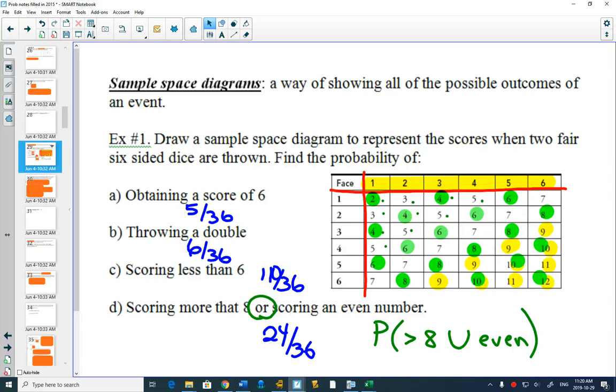But remember that or means it's in one or the other. If this question had said scoring more than 8 and scoring an even number, then my answer would only be 4 of them have been highlighted both. So that word and or can really change the question. So we have to really pay attention to those kind of small details.